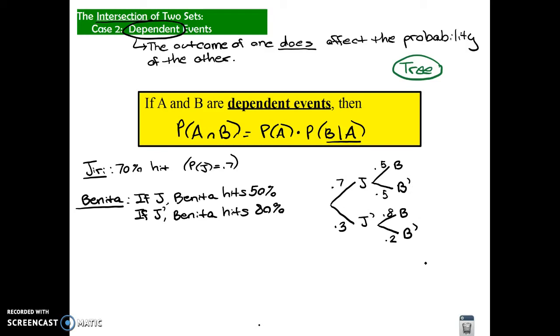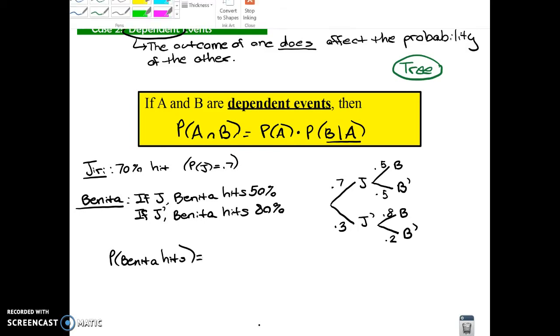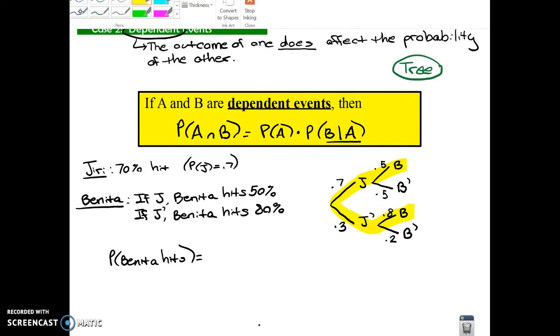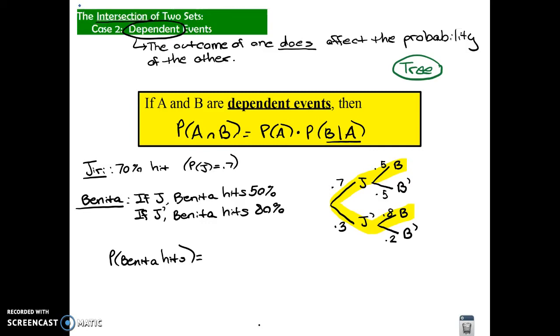A typical question might ask something like, find the probability that Benita hits the target. And this is no longer the simple 80% that it was in the original problem. Instead, recognize that there are 2 different ways that this can occur. One option is right here: Jerry hits and Benita hits. The other option is that Jerry misses and Benita hits. So to find the probability that she hits the target, we need to account for both of those.